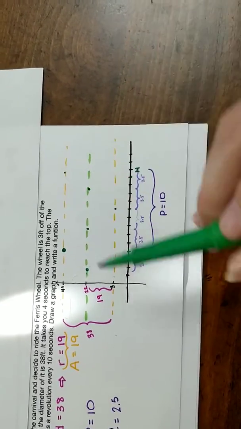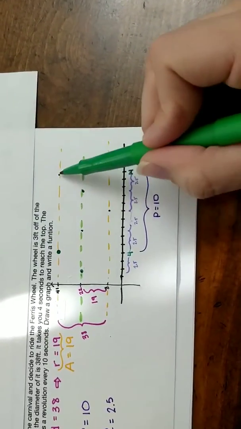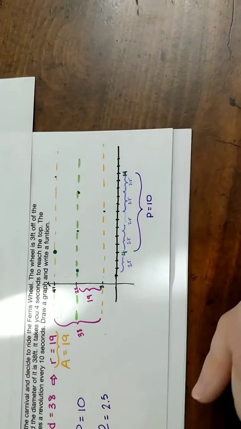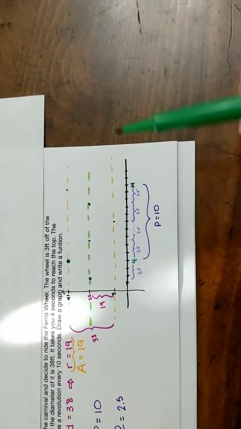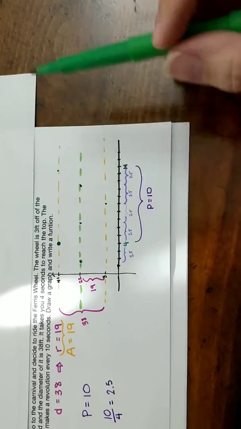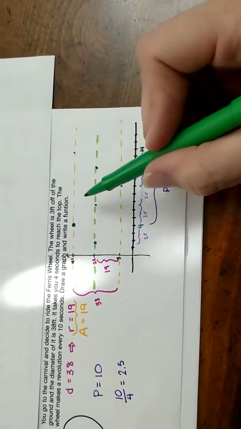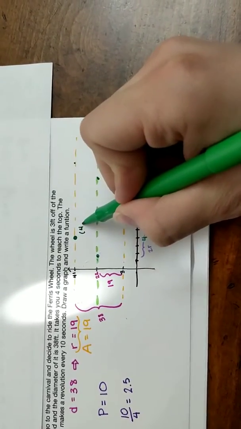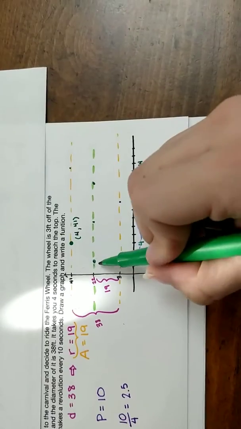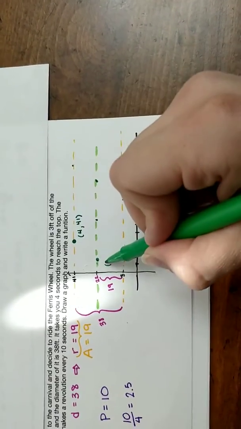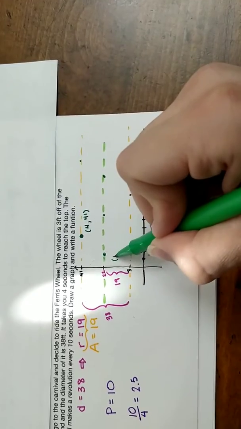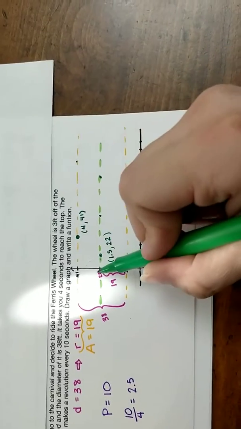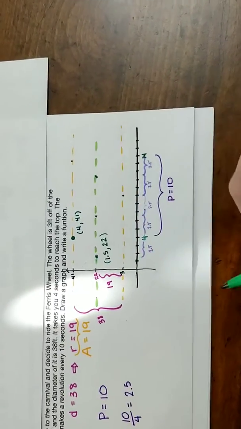Now, you have a choice of whether you do cosine or if you go ahead and calculate that initial point for sine. Sine typically makes more sense because you're starting at that first level, but it doesn't matter. Either one is fine. And then from there, you need to identify your locator point. If you're doing cosine, your locator point is the point (4, 41). If you're doing sine, then your locator point is the point (1.5, 22). And I got that 22 by adding my radius to my 3 feet off the ground.